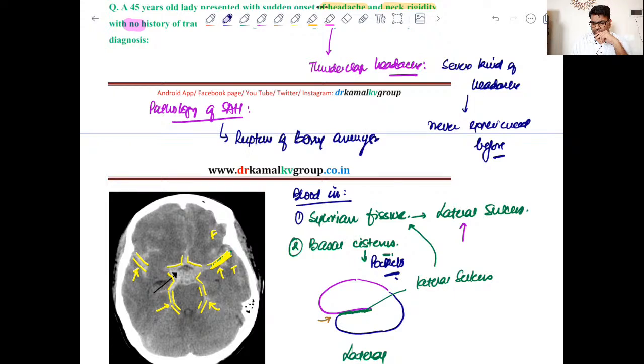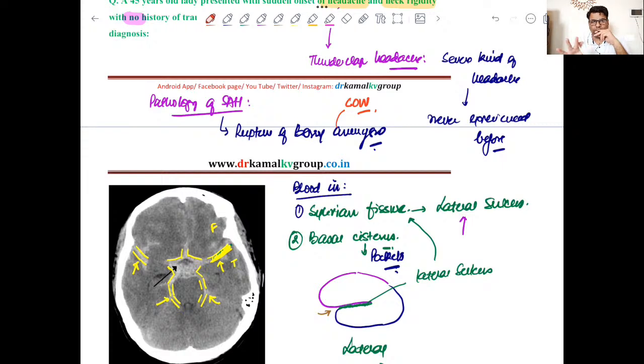So I think most of you must know what a berry aneurysm is, and this is actually involving the circle of Willis, right? If you have that image of the base of the brain in your mind, you can appreciate that the location of the circle of Willis is here only. So this is the location of the circle of Willis.